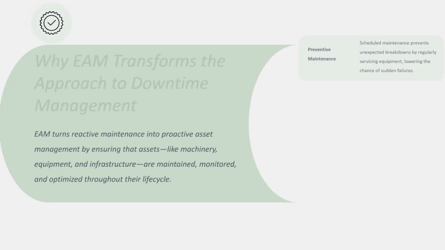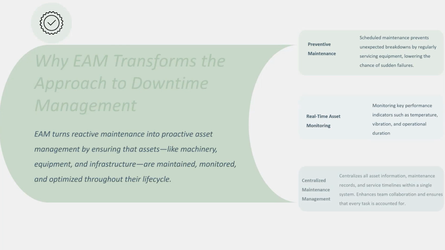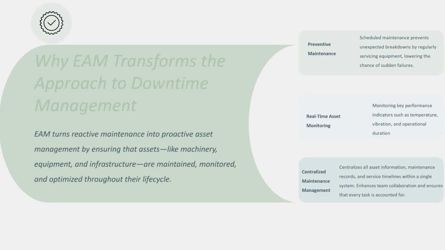What EAM does is transform the approach to downtime management. EAM turns reactive maintenance into proactive asset management by ensuring that all assets like machinery, equipment, and infrastructure are maintained, monitored, and optimized throughout their life cycle. We do that through preventive maintenance, through real-time asset monitoring, and through a centralized maintenance management system.